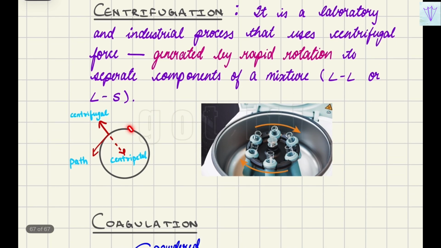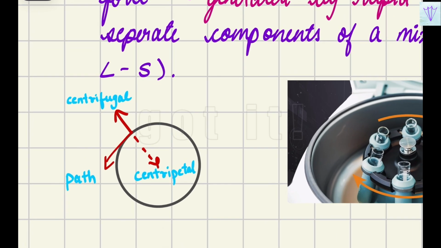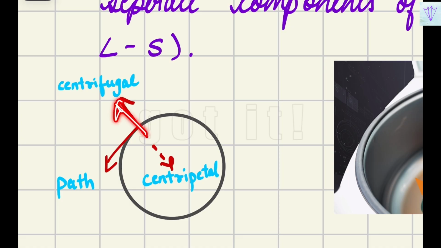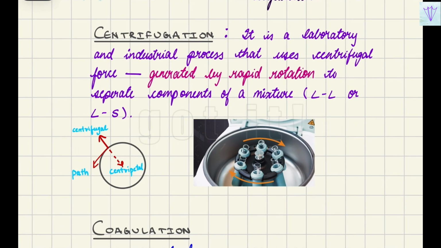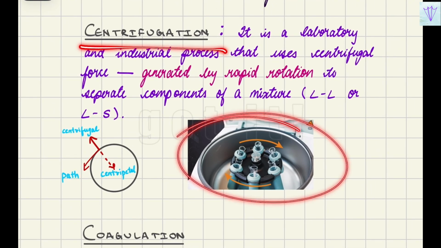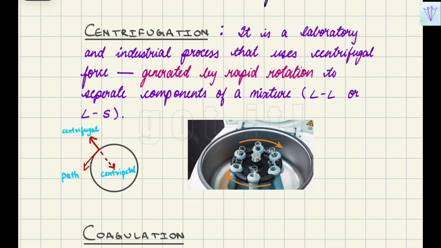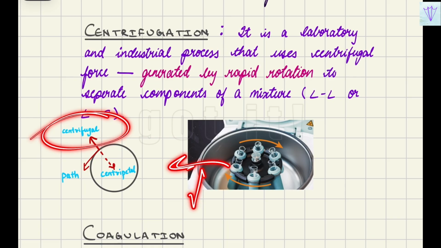So suppose something is moving at high speed in a circular motion, this will be the path of the motion. So there will be an inward force, which is the centripetal force, and there will be an outward force, which is the centrifugal force. So this centrifugal force is the one which will move the larger particles out, and they will settle down. So that is the principle on which the centrifuge machine will work. When it is rotating hard, whatever is the larger solute will actually come out due to the centrifugal force and will settle down, and the lighter particles will be on the top.